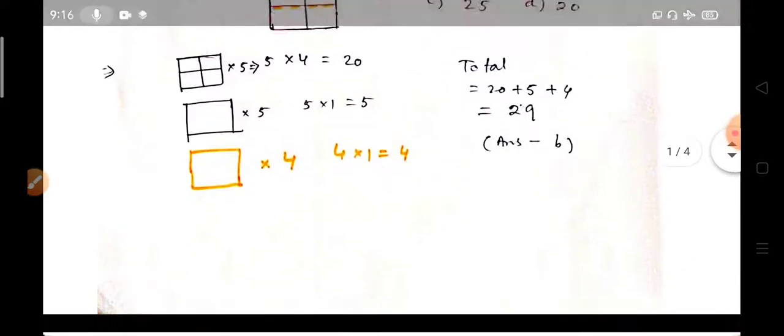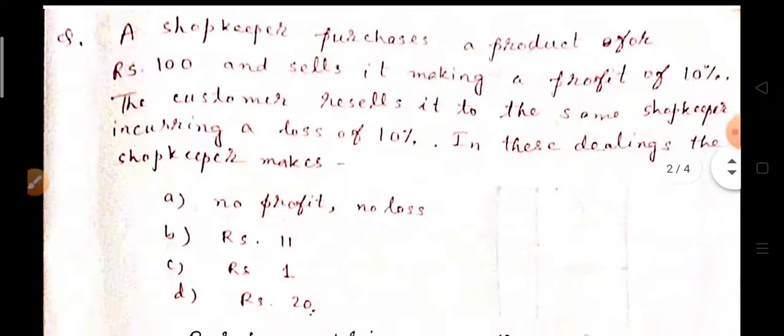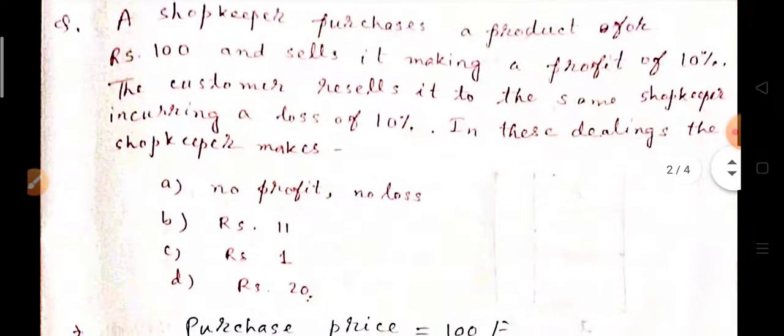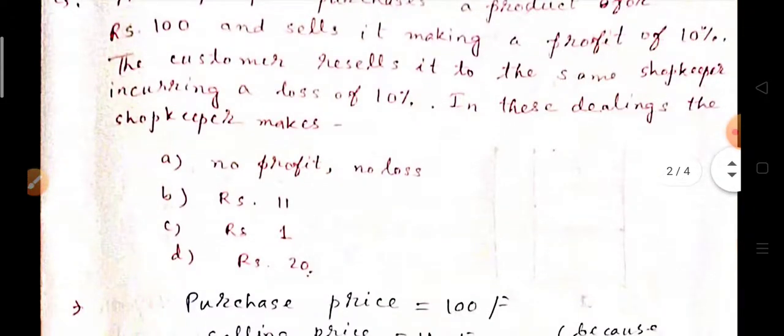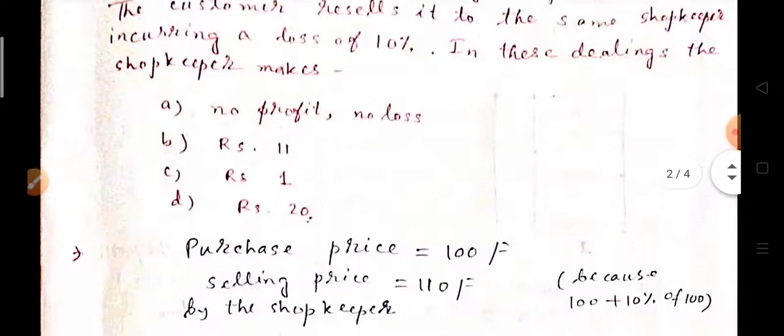Okay, so let's go to the third question. A shopkeeper purchases a product for rupees 100 and sells it, making a profit of 10%. The customer resells it to the same shopkeeper, incurring a loss of 10%. In these dealings, the shopkeeper makes no profit, no loss, or rupees 11, rupees 1, rupees 20.